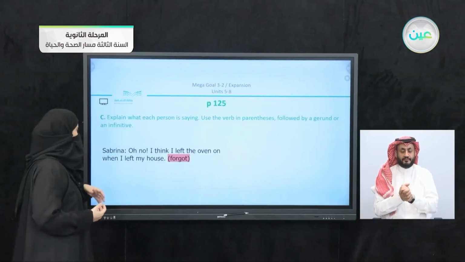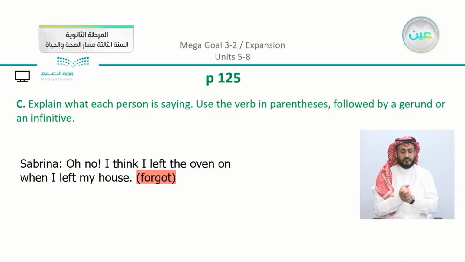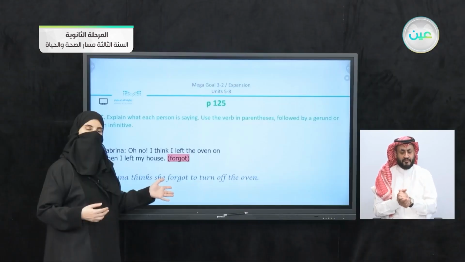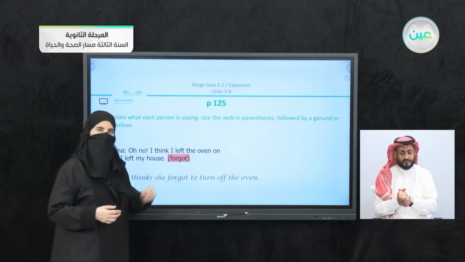Just to recall here, Sabrina said, oh no, I think I left the oven on when I left my house, and they put between brackets in the book the word forgot. We can here write the sentence, Sabrina thinks she forgot to turn off the oven. Now, just to recall, we have here the verb forgot, and we have here to turn.